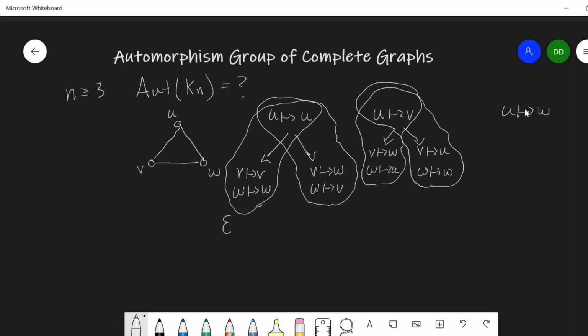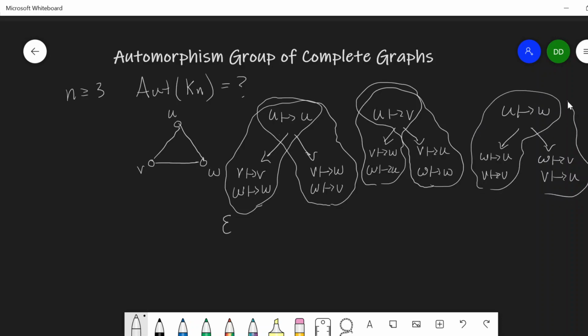So there's one. And now let's see, what if I send U to W? Well, this looks like a rotation in the other direction. So if I send U to W, I could send W back to U and then keep V fixed. Or I could send W to V and do this like a rotation: W to V and then V to U. And that also gives me an automorphism. So it looks like I have 6 automorphisms that came off of this.